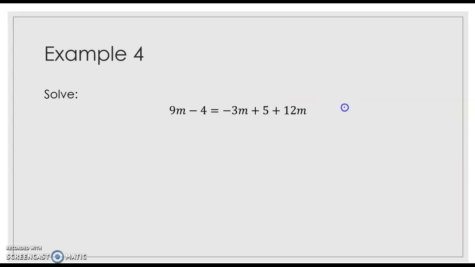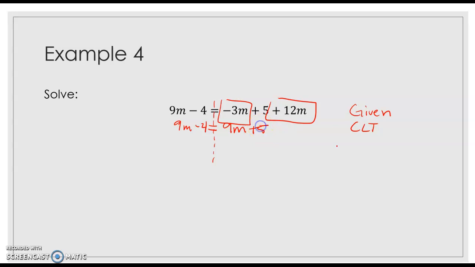So, do we need to distribute? Nope, no distributing, but I do have same side like terms going on over here, right? So I'm going to combine, not a G, silly Mrs. Cartwright. I am going to combine like terms. So the 9m minus 4 will stay right there. I'm going to do 12m minus 3m, or -3m plus 12m, same thing. So 12 minus 3 is 9m plus 5, right?